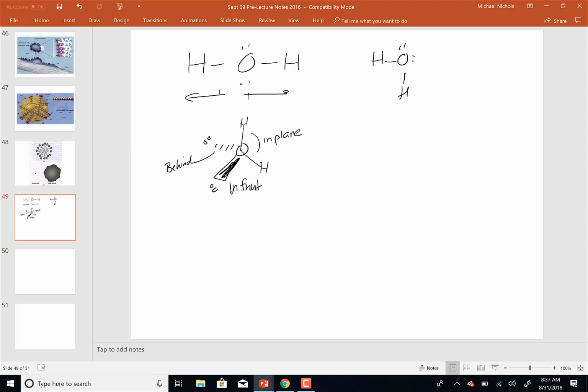When you're trying to determine if it's polar or not, the lone pairs don't count. I think there's some controversy sometimes about whether the lone pairs count or not. They don't count. The only thing that counts is these two bond dipoles, and then we would take the vector sum of those, which would look like this. And basically what that means is the delta plus is around the hydrogens, and the delta minus charge is around the oxygen.